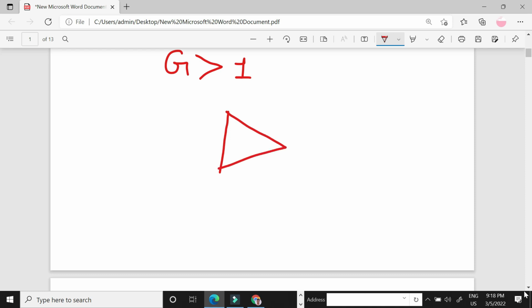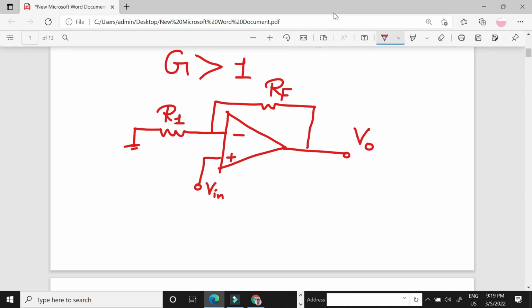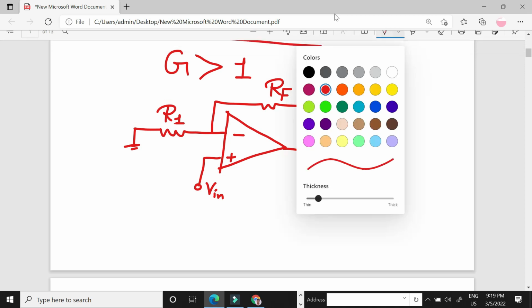This is an op-amp. Here is negative feedback. This is resistance R1. This is the feedback resistance, known as RF. And the input voltage is applied at positive terminal. That's why it is known as non-inverting amplifier. Now apply the virtual ground concept.